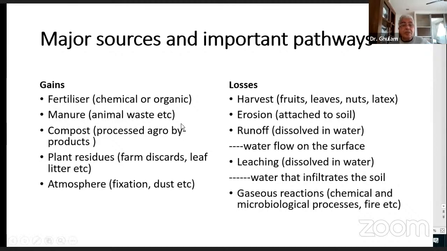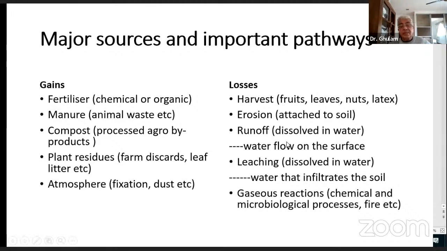And then in a good system where you don't throw away anything, because you make use of the plant residues. That means whatever you don't harvest, you don't throw away. You return them to the soil. And again, the atmosphere provides nutrients which some can be fixed by the microorganisms. And then the dust in the atmosphere also sometimes contributes some nutrients to the soil.